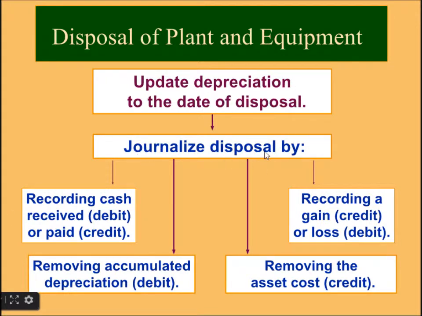Journalize disposal by recording cash received as a debit entry or paid as a credit entry, then removing accumulated depreciation on the debit side, and then removing the asset cost on the credit side, and then recording a gain on the credit side or loss on the debit side. So this is how we journalize for the disposal of plant or equipment.